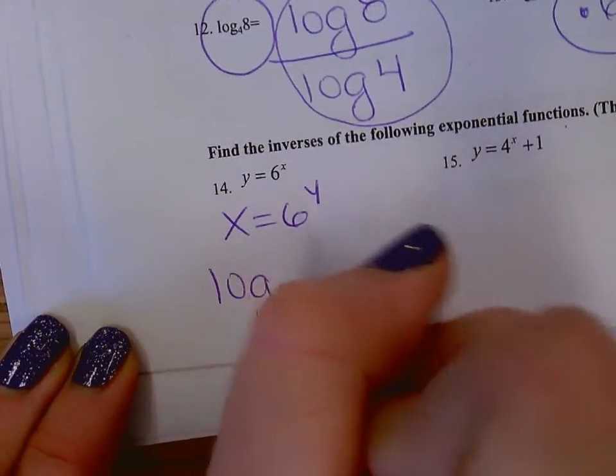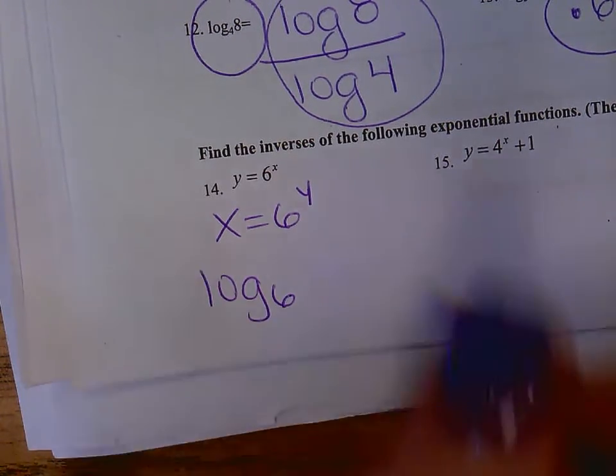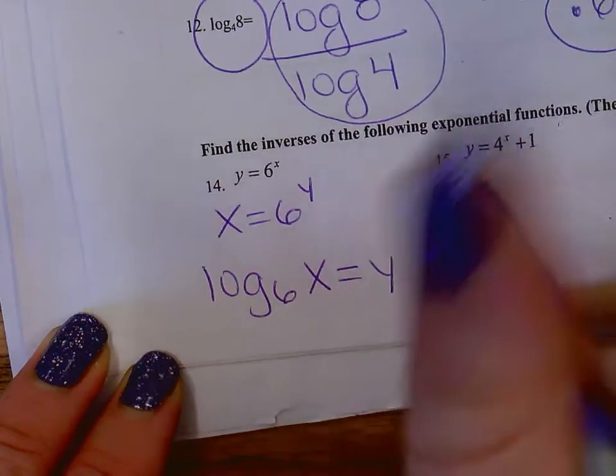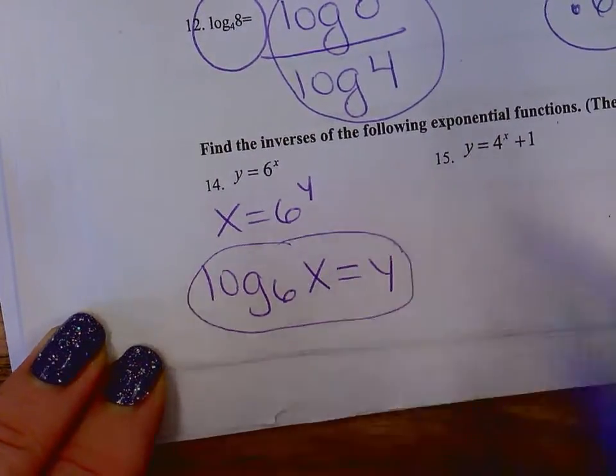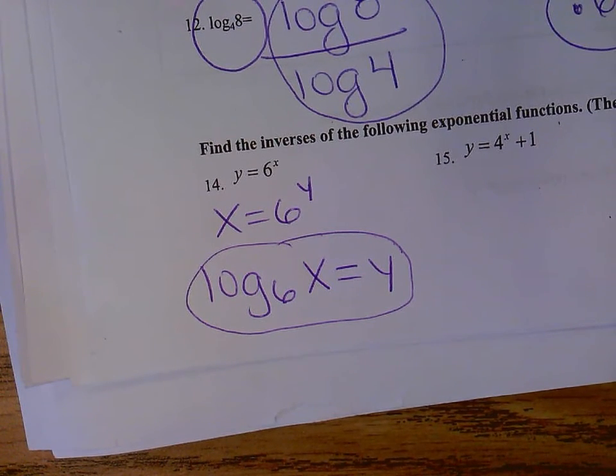And then remember, this is currently inside the function. Remember your inside and your outside numbers switch roles because it's an inverse. So the x goes inside the log, and that frees up the y. So now I actually have y equals, right? That is the inverse. If I wanted to, I could write it y equals the log base 6 of x. And then y equals 6 to the x.